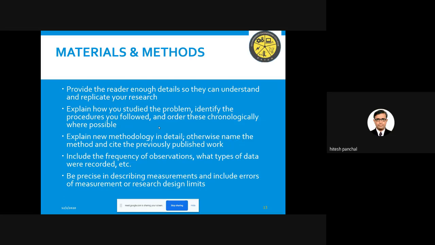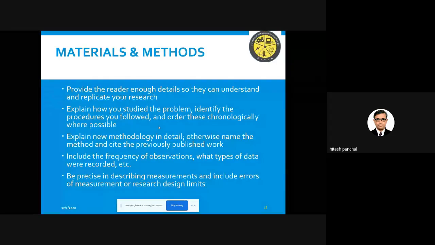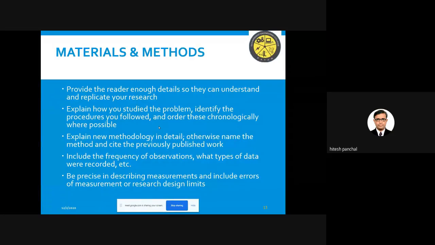Otherwise, give the name of the methods and cite the previously published work. It is the best practice. If you have followed a methodology, like if you are working in production engineering, the production engineering people are using the same methodology. So what happens if you do not add the proper citation? It will be found to be plagiarism. That is why you must add it. If the methodology has already been used by other researchers, then you can cite the reference.